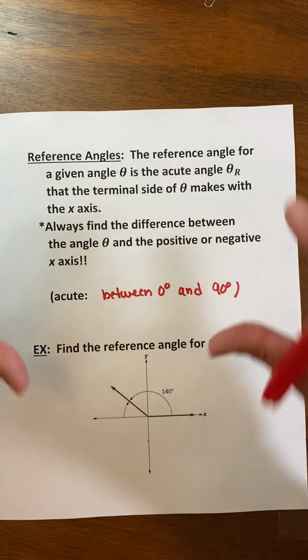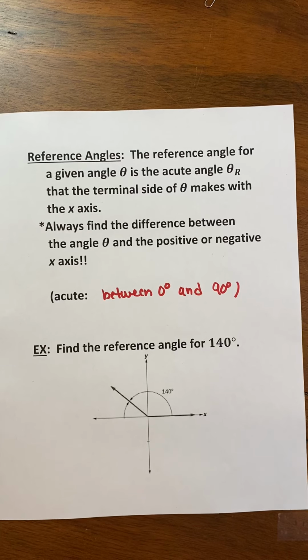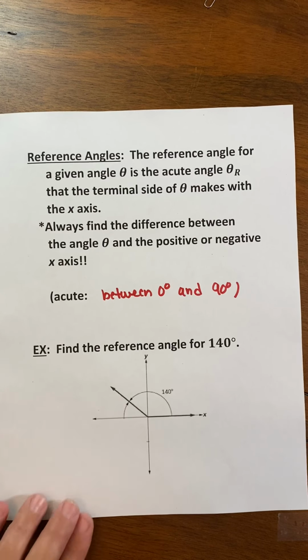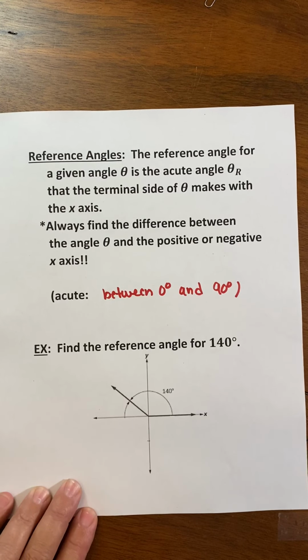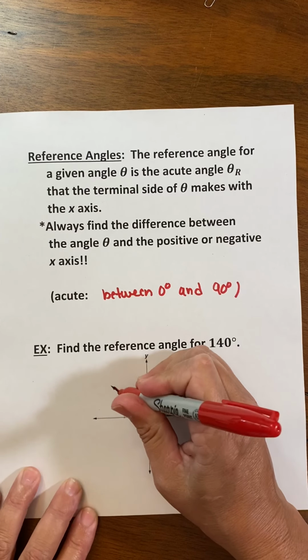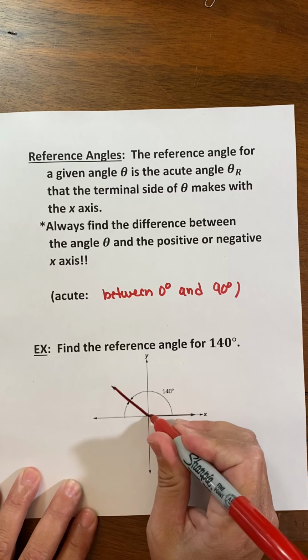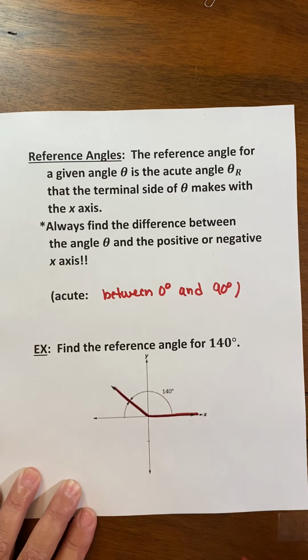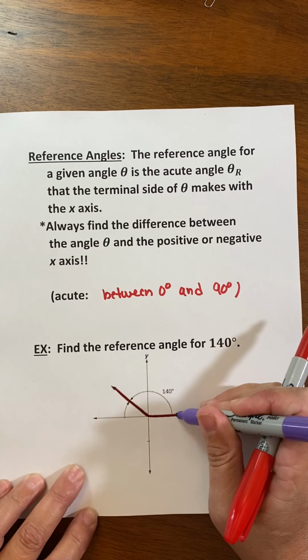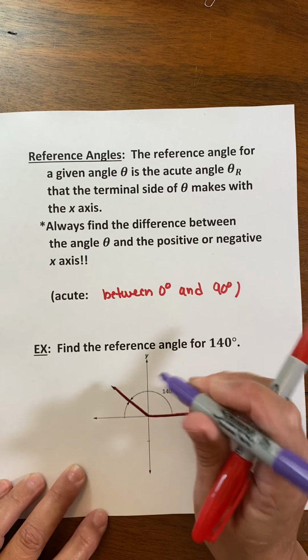All right, so that's really wordy for what's going on here. So let's say we look at 140 degrees. So if I draw 140 degrees in standard position, this is my angle, 140 degrees. The terminal side is right there. And we always go from the terminal side to the closest x-axis. So we either go to the positive or negative. If we were to go back to the positive x-axis, that's way too far. It has to be less than 90 degrees.